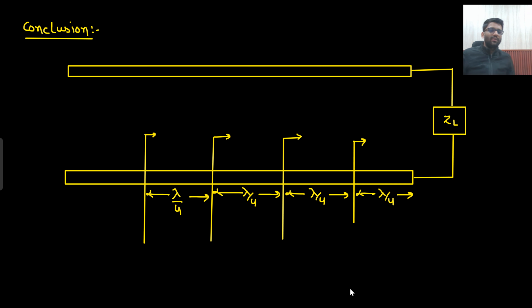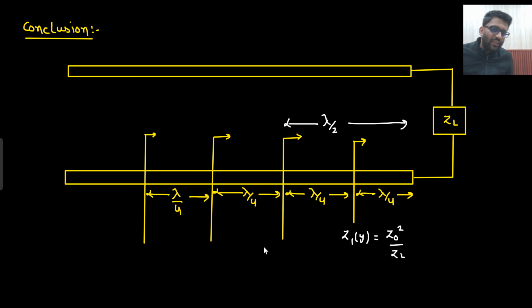Okay, so let's see the conclusion. At lambda by 4 distance away from the load, what will be your impedance? Z1y, I am writing. That would be Z0 square by ZL. Then lambda by 4 away again, that means total lambda by 2 away. So without even deriving, I can write down that Z2y will be equal to Z0 square divided by Z1y.